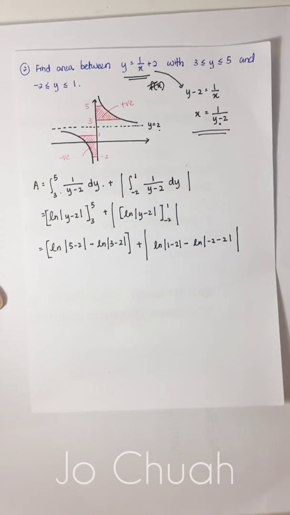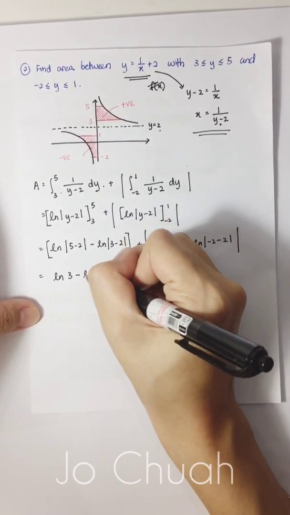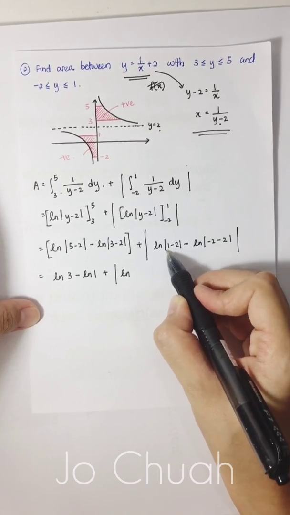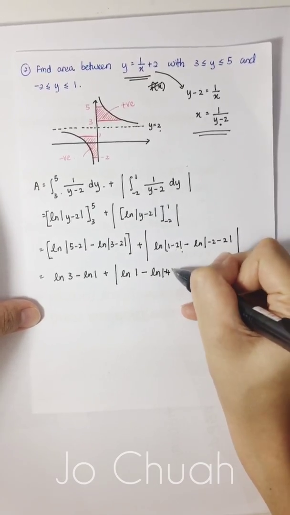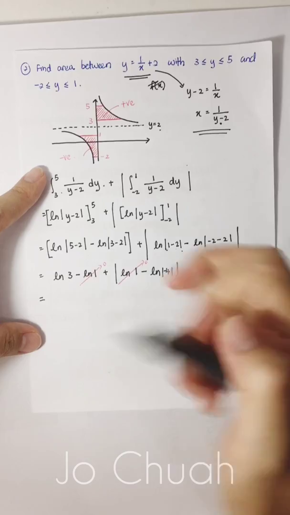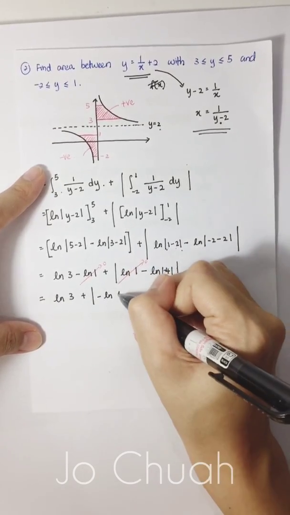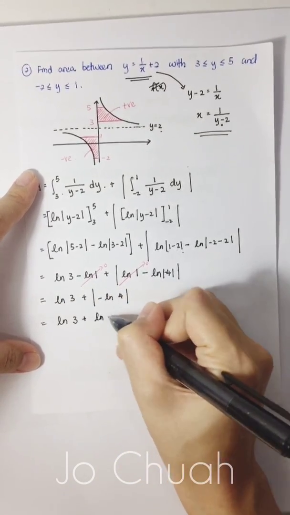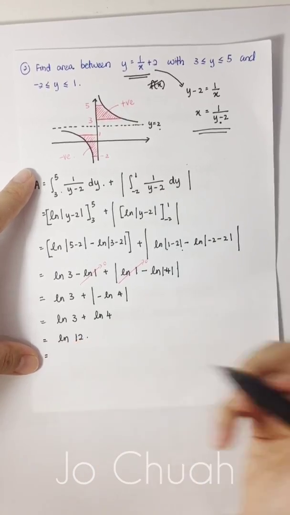Okay? So you're going to have ln 3 minus ln 1. Ln 1 is 0, right? Plus this one, you're going to have ln of 1 minus 2 is negative 1, but with the modulus, we're going to have ln 1 minus ln of negative 4. So this one goes to 0, this one goes to 0. And we're going to have ln 3 plus modulus of negative ln 4. And the modulus will give you positive. So you're going to have ln 3 plus ln 4, which is ln 12. You can leave your answer like this or in decimal places.